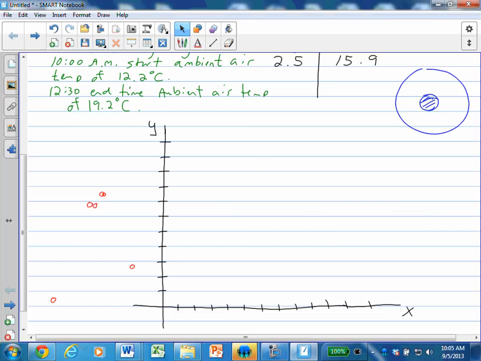Okay, so what do we need? Is X a good label for the x-axis? In this case, let's have our x-axis be the time in hours, or time since start.